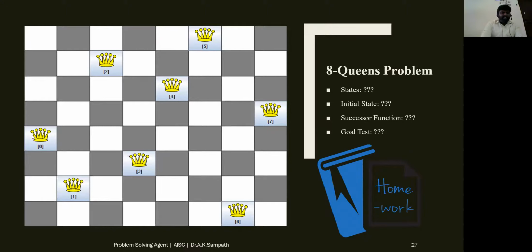Accordingly, let me talk about queen 0, which is placed in this box. Its corresponding column, the 0th column, and its corresponding row, there should not be any other queens placed. Is it clear for all of you?